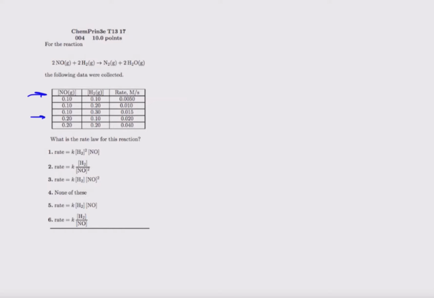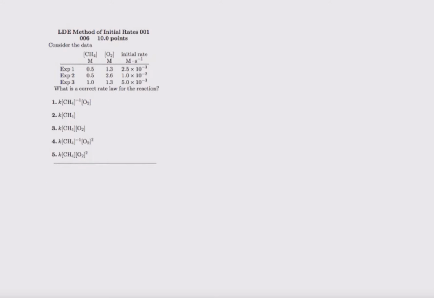The rate increases by more than a 1-to-1 ratio with the nitrogen monoxide compared to the hydrogen, because when the hydrogen is doubled between the first and second trials, the rate doubles. So that's called a first order reaction. It's a direct proportion. But the nitrogen monoxide, when it's doubled, the rate is quadrupled. So we have a greater effect of the nitrogen. So we're looking for the one that has hydrogen as first order with a 1 exponent or no exponent, and nitrogen to the power of 2 for a second order reaction.